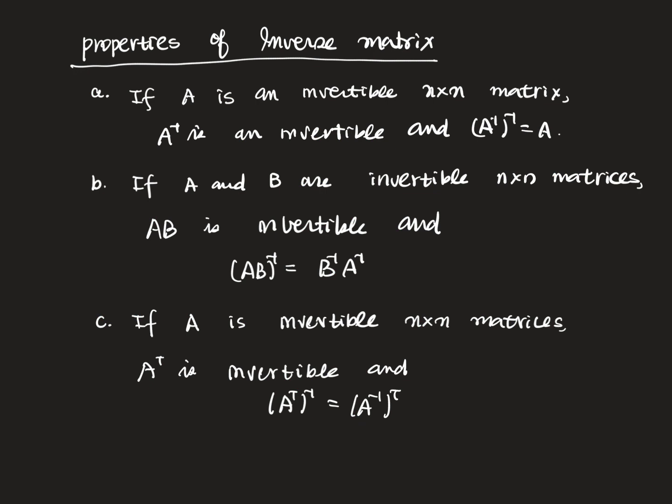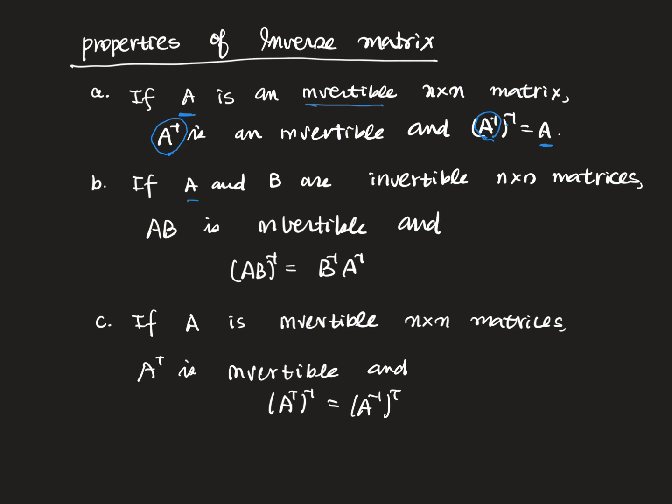Here are properties of the inverse matrix, but I'm not going to do a formal proof of these properties; I'm going to explain what they mean. First, if A is invertible, so A has an inverse matrix, then the inverse of A has another inverse. What is the inverse of the inverse? It's a little tongue twister, but the inverse of the inverse is A itself. That's one property.